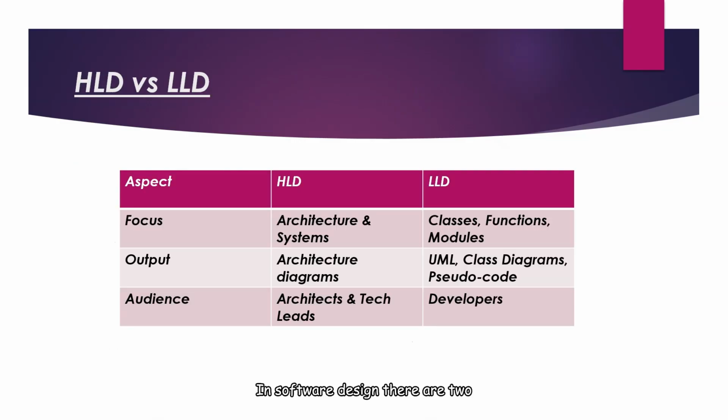In software design, there are two key stages, high level design and low level design. High level design is a macro view. We discuss overall architecture, services, databases, and external systems. Low level design is a micro view. We define classes, methods, interactions, data flow, and internal logic. HLD decides what the system is made of. LLD explains how each part will work and collaborate. Strong engineers don't just understand code, they understand structure, and LLD builds that structural thinking.